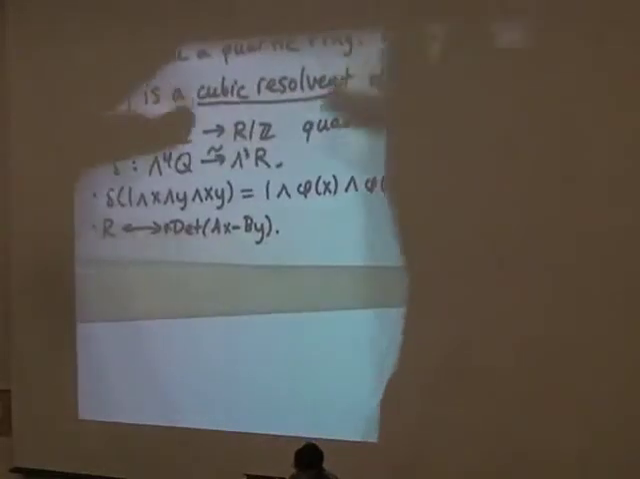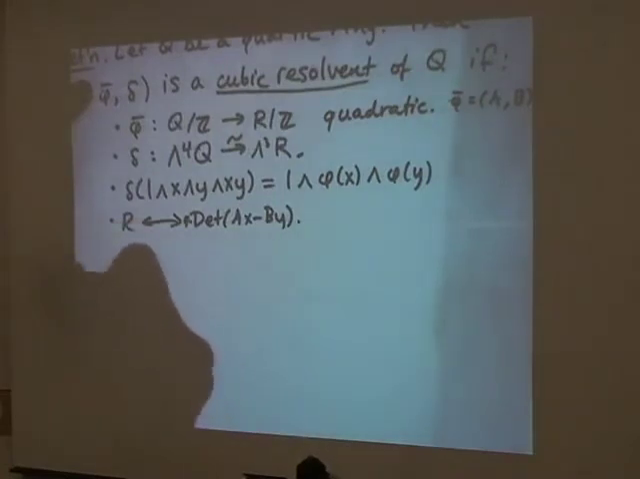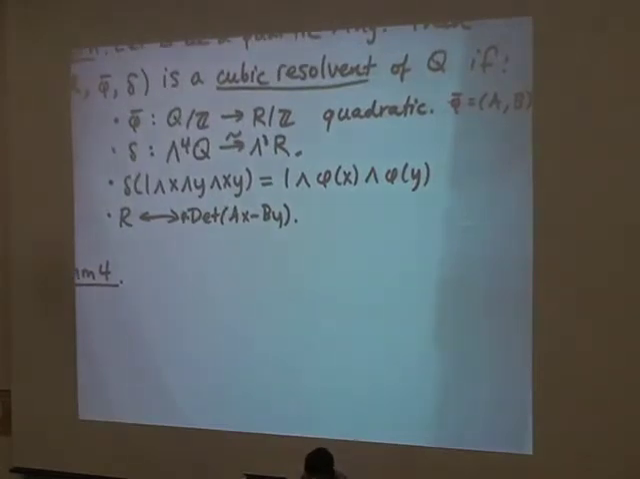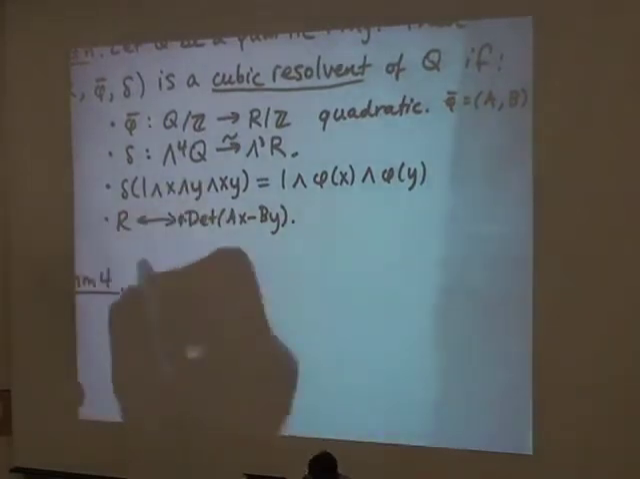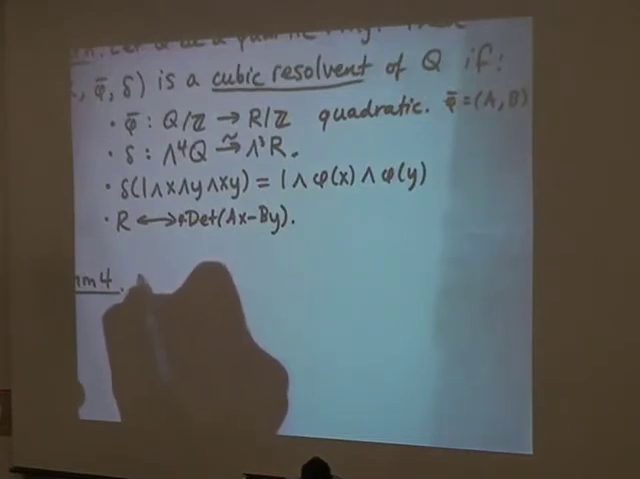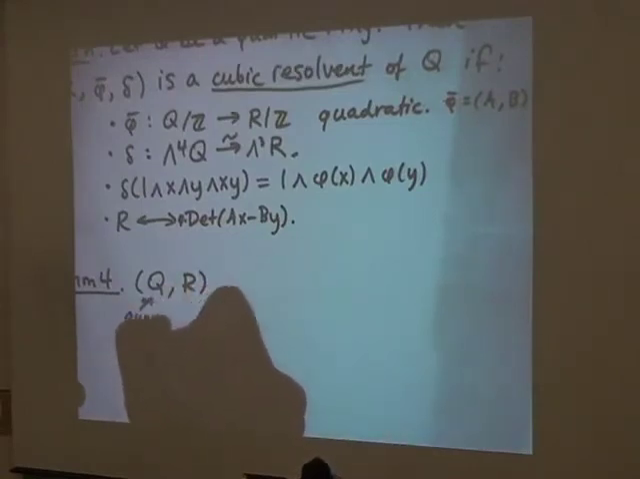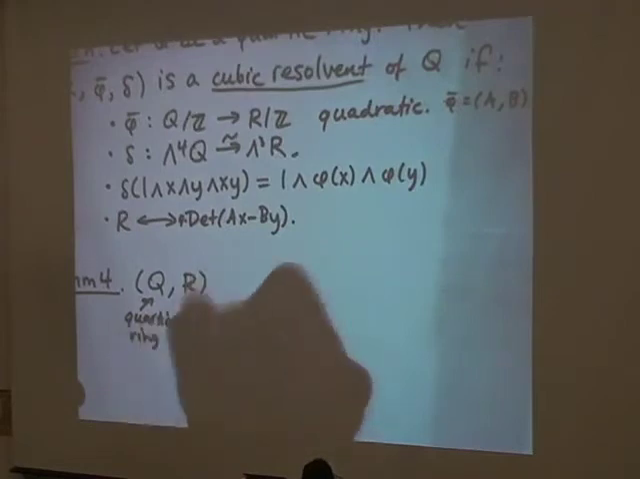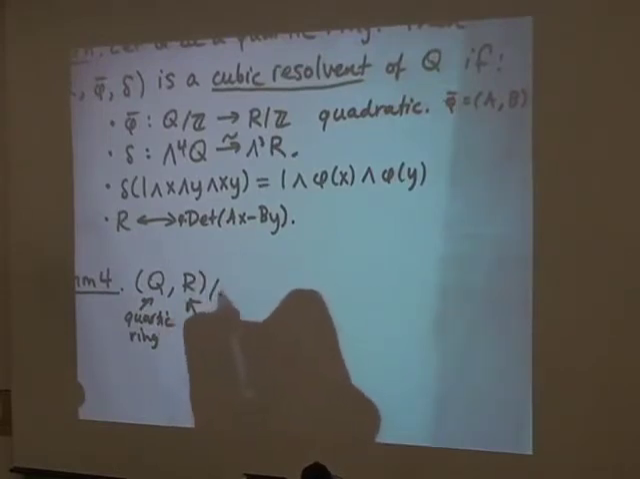And once we have that definition of a cubic resolvent, then we have the main theorem, which is now Theorem 4, since we're in the case n equals 4. So this is a theorem from my thesis. The theorem is how to classify rings of rank 4. It's as follows. It says that pairs (Q, R), where Q is a quartic ring and R is a cubic resolvent, so pairs up to isomorphism.